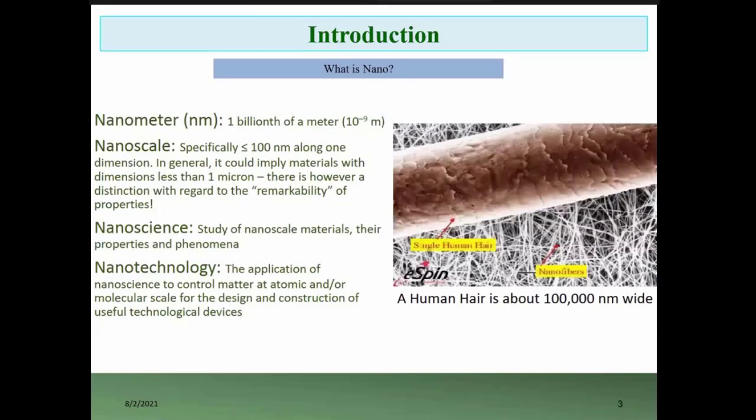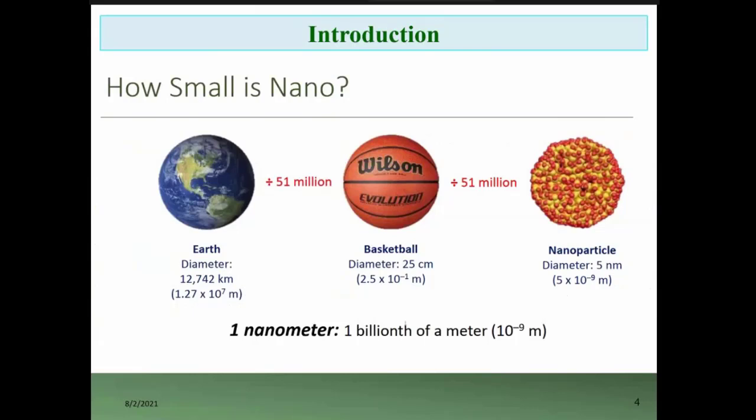I would like to show you some other examples to understand how small a nanoparticle is. For example, if you divide the diameter of Earth by 51 million, you will get the diameter of a basketball. And again, if you divide the diameter of the basketball by another 51 million, we will get the diameter of a nanoparticle. So I hope you can imagine how small a nanoparticle is. And when the particle size decreases that much, it will start behaving in a different way.